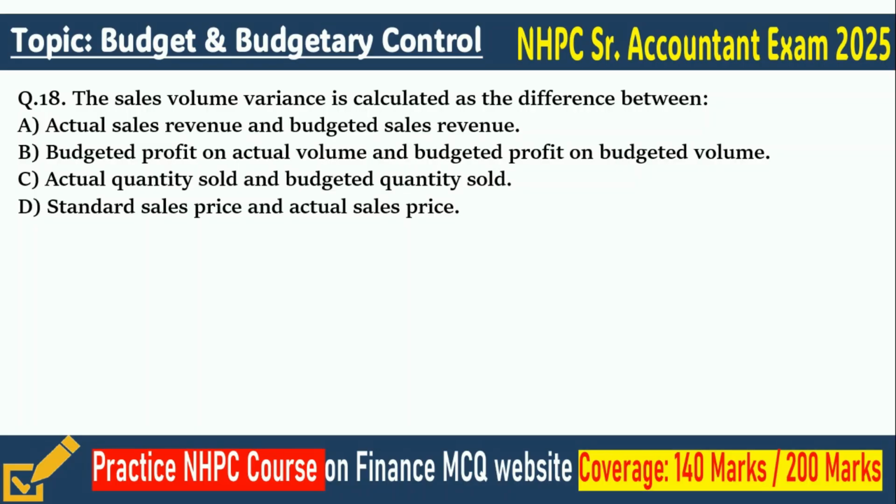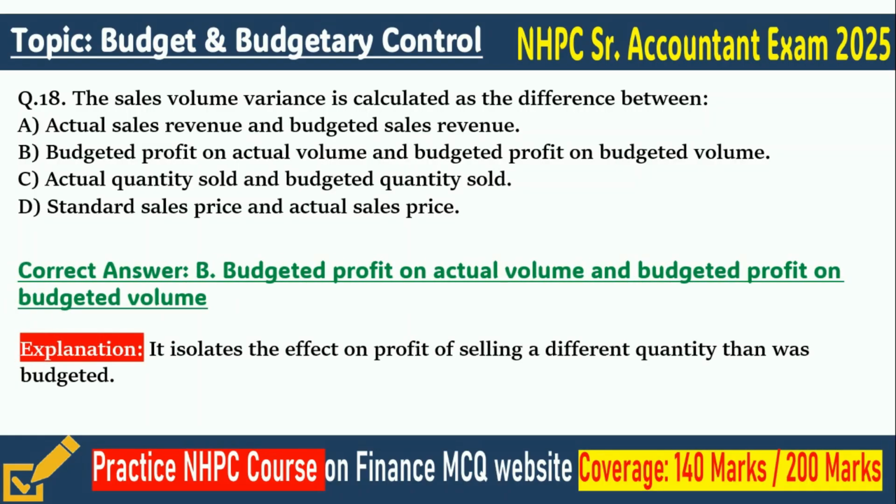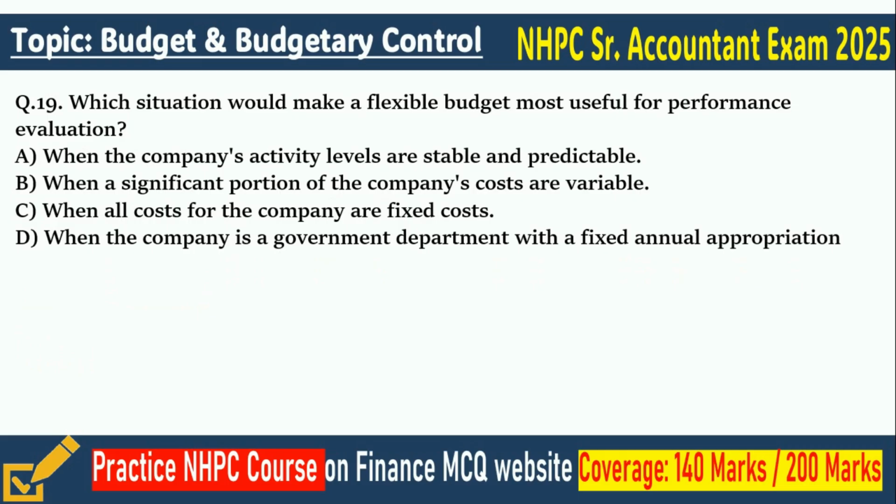It has to be option B. This says budgeted profit on actual volume and budgeted profit on budgeted volume. So friends, this isolates the effect on profit of selling a different quantity than was budgeted. Moving on. Friends, next question.